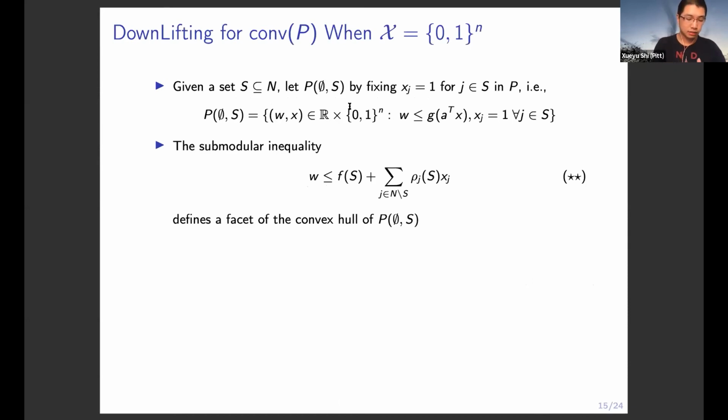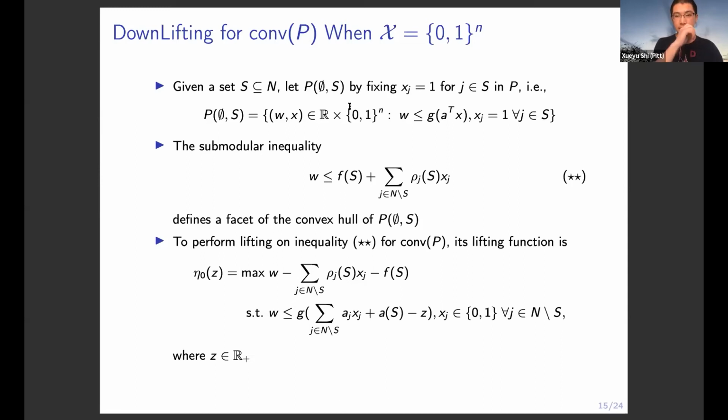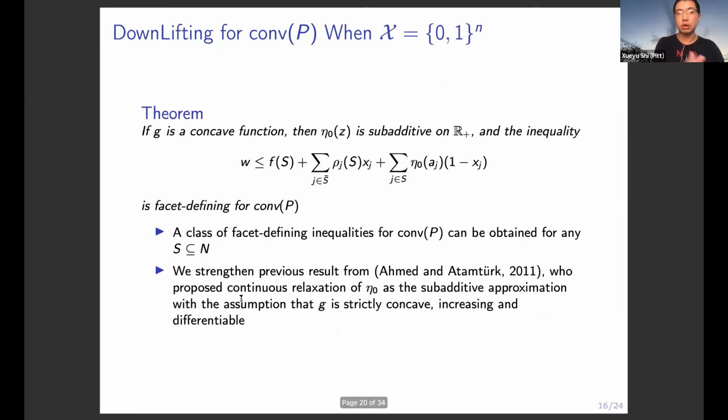On the other hand, we can also lift the variables from 1 to 0. Given a set S, we first fix the variables in S to 1. Then we get a low dimensional mixed 0-1 set and get a facet defining inequality for this low dimensional mixed 0-1 set. To perform lifting, we calculate the lifting function at a 0. Again, in general the common idea is to do an approximation. But if we can verify this lifting function is subadditive, then we can obtain a class of facet defining inequalities for the convex OP. So this is our result.